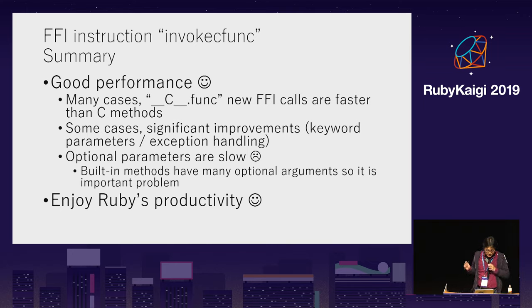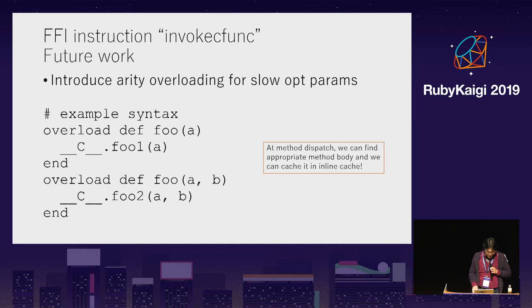So the summary is here. We can achieve good performance with new FFI instructions. But there is some problem with the optional parameter. We can enjoy Ruby's productivity with this technique, I believe. For future work, the optional parameter is a problem. I'm thinking about introducing a new overloading feature to achieve more performance improvement.